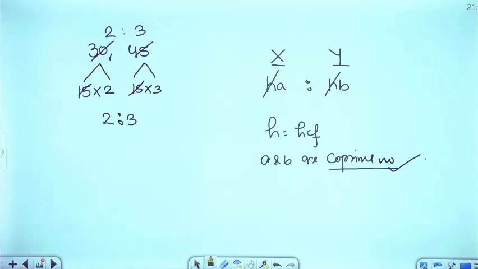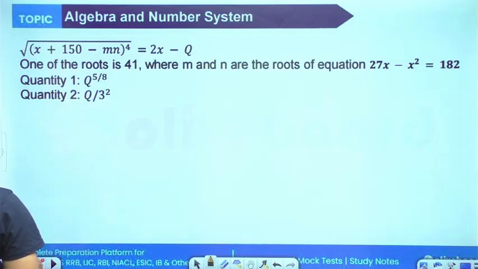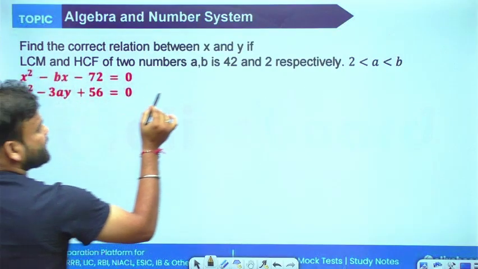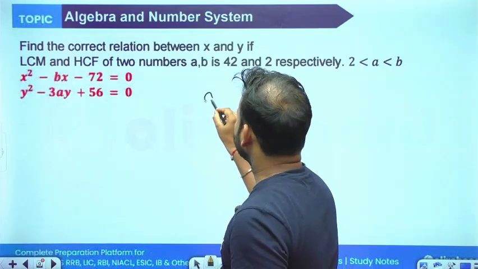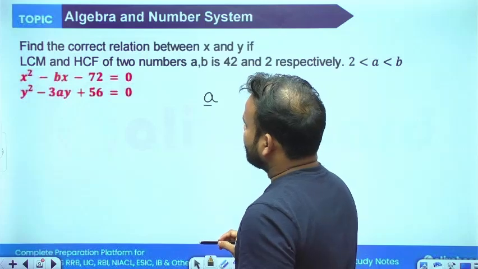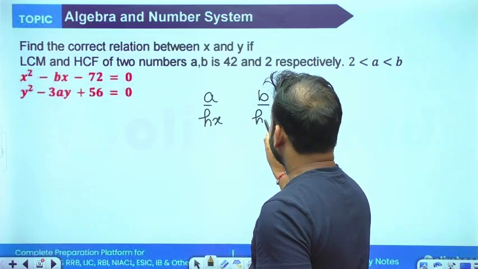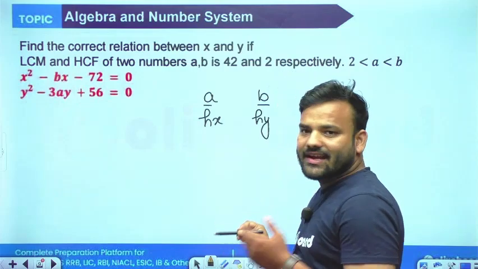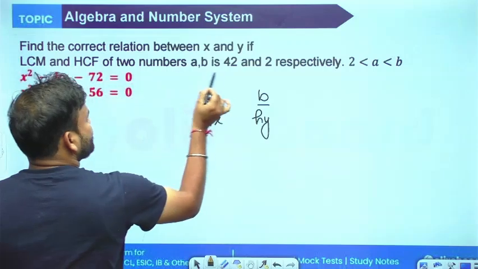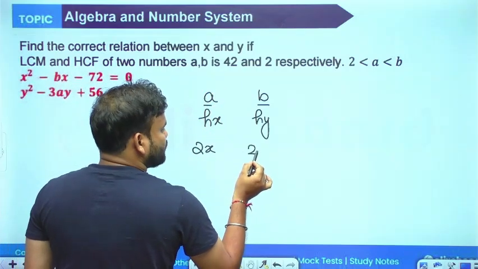Okay. Now, what is given? Where is the question? The question is this: the LCM and HCF of two numbers A and B are 42 and 2. We know that any number can be written in the form of HX and HY, where X and Y are co-prime to each other. The LCM is 42, the HCF is 2. So if the HCF is 2, the numbers are 2x and 2y.